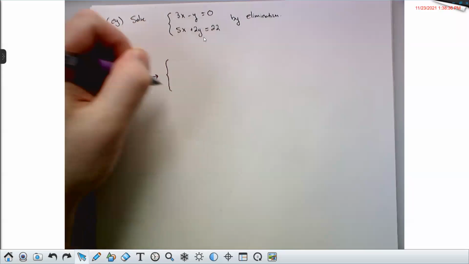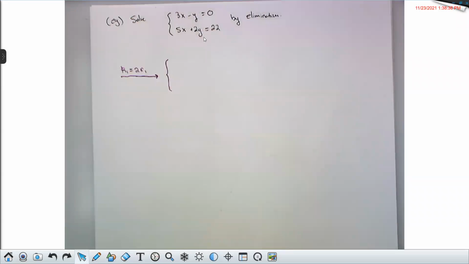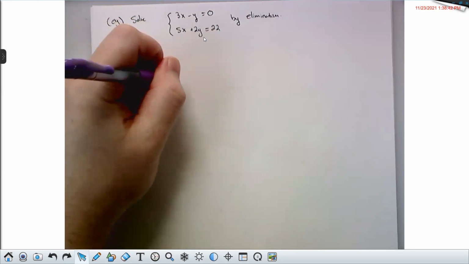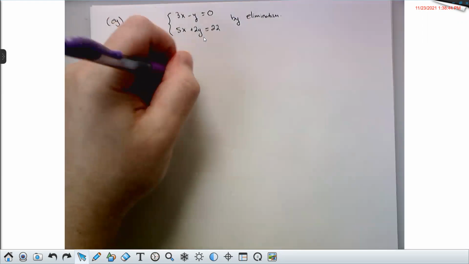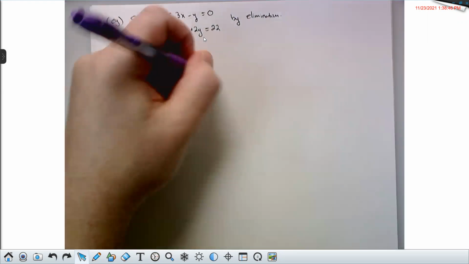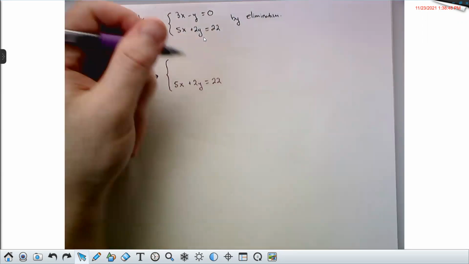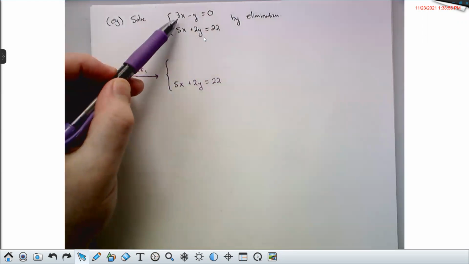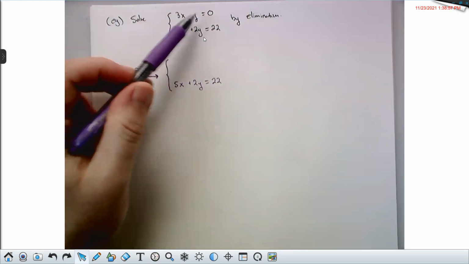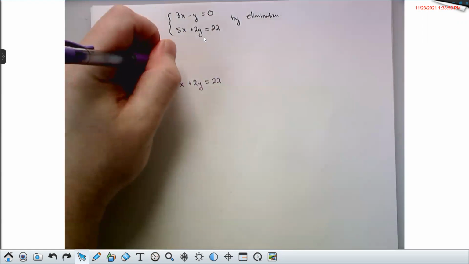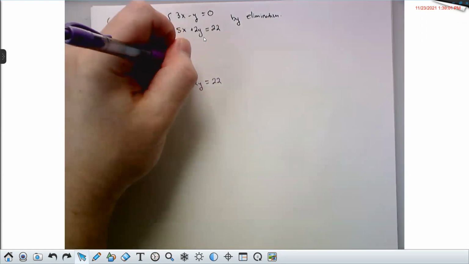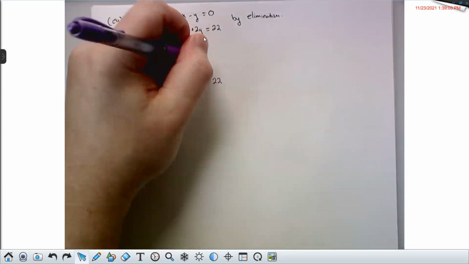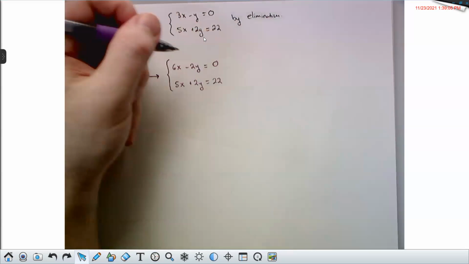And my advice to you when performing row operations is first copy down the row that doesn't change. So the second row isn't changing here. He stays 5x plus 2y equals 22. Then write in the stuff that does change. So row 1, I'm multiplying everything by 2. So that's going to become 6x minus 2y equals 0 times 2 is still 0.